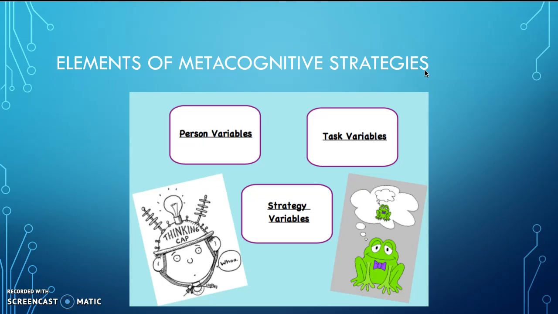Task variables are what one knows or can figure out about the nature of a task and the processing demands required to complete the task. And strategy variables are the strategies a person has at the ready to complete in a flexible way to successfully accomplish a task.